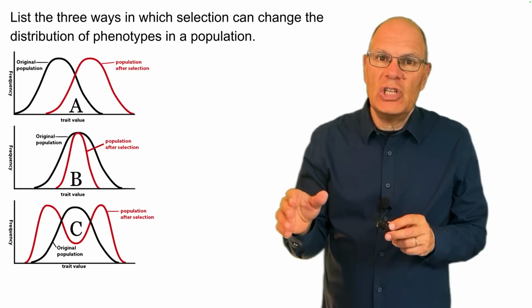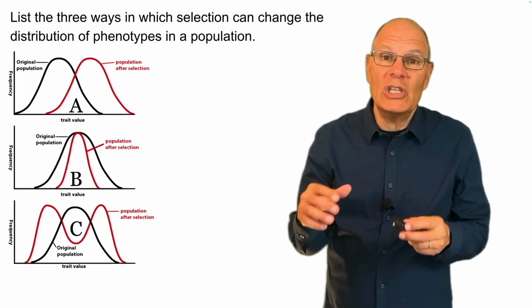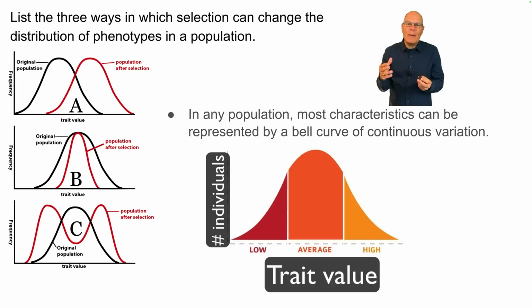Selection can change the distribution of phenotypes in a population in a variety of ways. In any population, most characteristics can be represented by a bell curve of continuous variation. If you took all the students in your school and you organized them by height, most of the people are average height. There are a few people who are short and a few people who are tall. That's a bell curve of distribution.